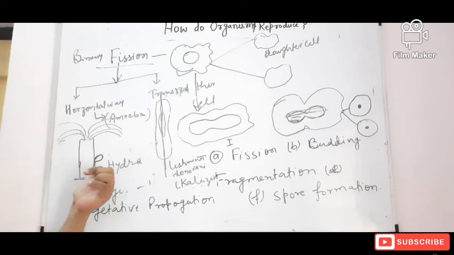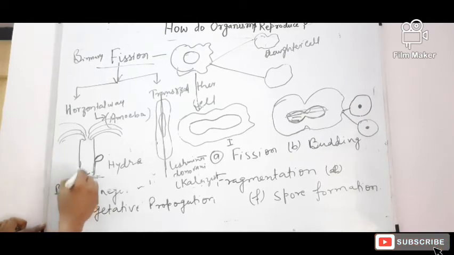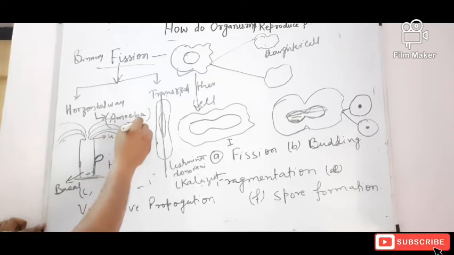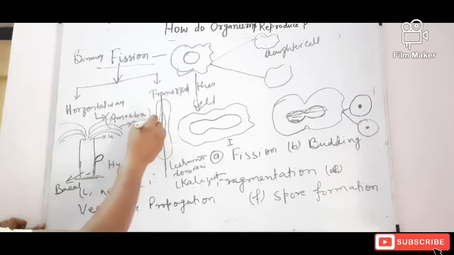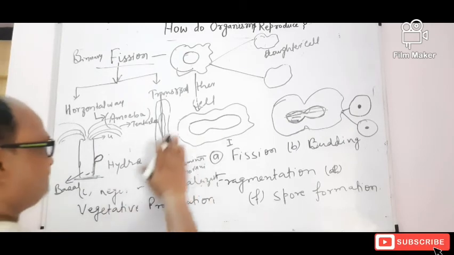This one is the basal portion, and this one is the upper portion, and that one is the tentacles. So budding takes place just above the basal portion, and one bud comes out.